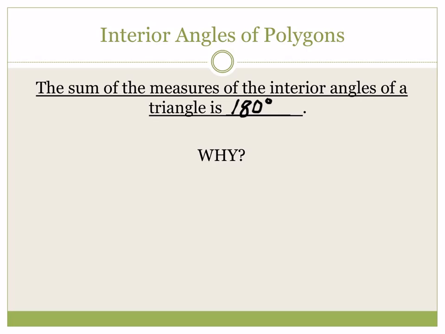How many degrees are in a line, a straight angle? 180. And what did this just make? A straight angle, 180. That's the simplest way that I know to talk about why the angle measures of a triangle add up to 180. So, you now have a quadrilateral, right?